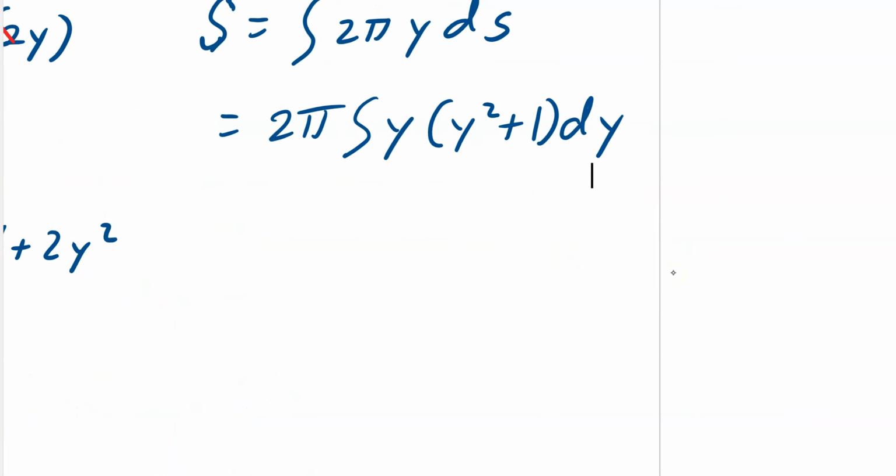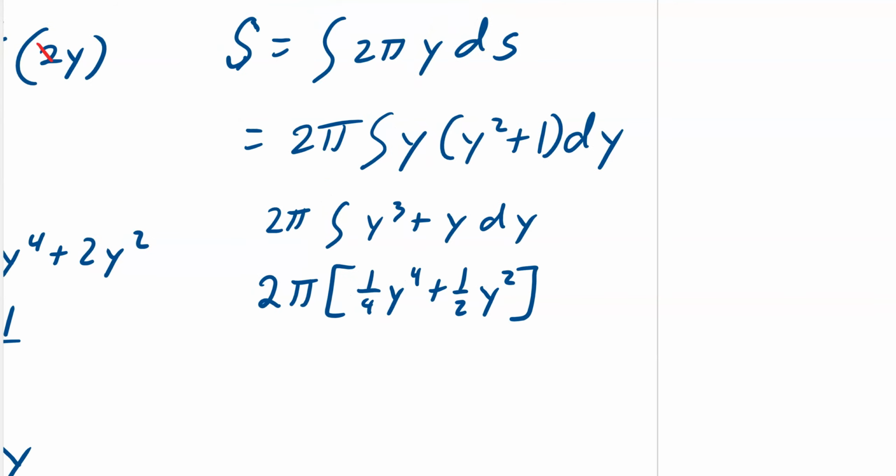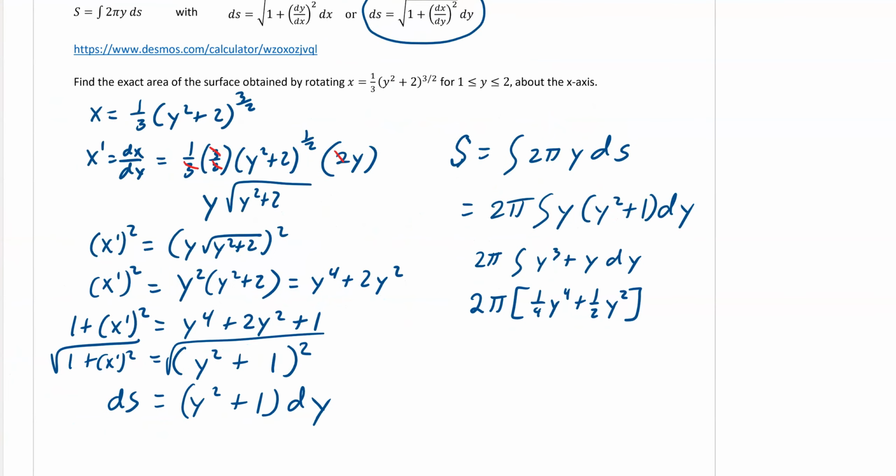So now we just have to integrate it. So 2 pi, integral of y cubed plus y dy. So it's 2 pi, and then we end up with 1/4 y to the 4th plus 1/2 y squared. And I didn't put any numbers on there. So we need to go back and put our interval from a to b. And so it is y, going from 1 to 2.